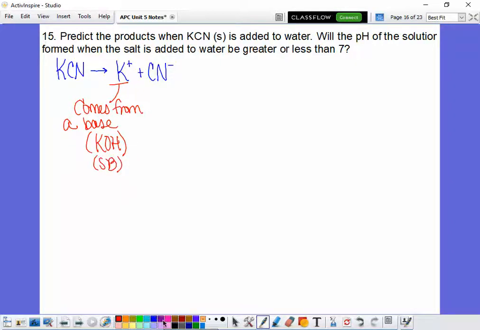All right, now let's do the other side. If cations typically come from bases, what types of ions come from acids? Anions, and that makes sense because acids typically have H+, so they have to have an anion to go along with it to balance it out. So therefore, my CN- comes from an acid. And in this particular case, it would be HCN, which is a weak acid. There's that carbon, it's weak. Okay?